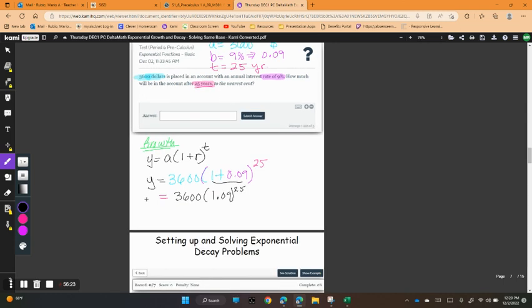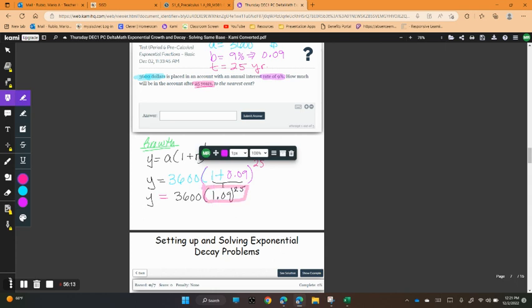Now, when you're solving this, use a calculator. You have to be sure that you do the exponent first. So you have to do this first in the calculator. Or you can just enter this whole thing in the calculator. If you do it by hand or you're doing it in multiple steps, you got to make sure that you do the 1.09 raised to the 25th power first, and then you multiply by 3600.